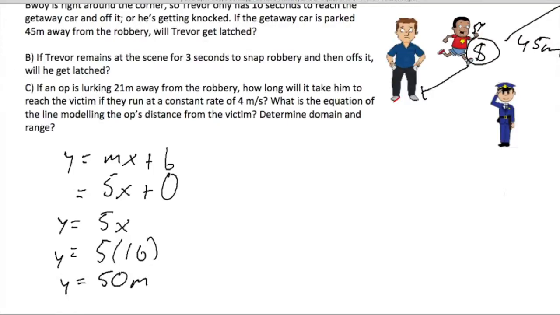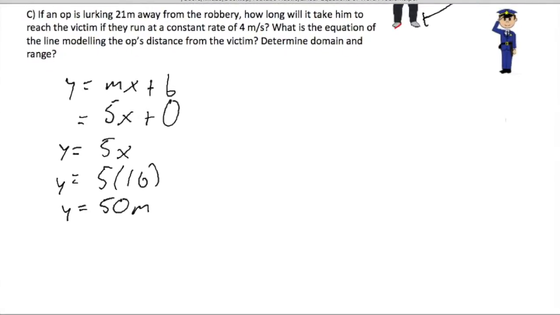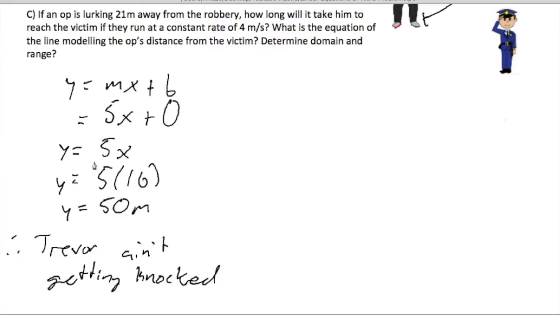Alright, so let's formally answer this question because it's a word problem. So therefore, Trevor ain't getting knocked. Alright, and that answers part A.